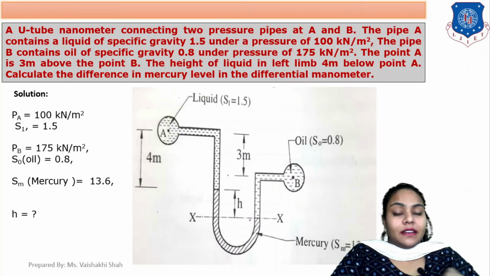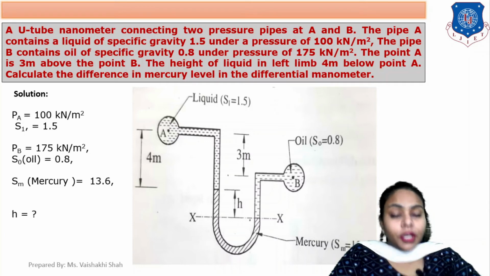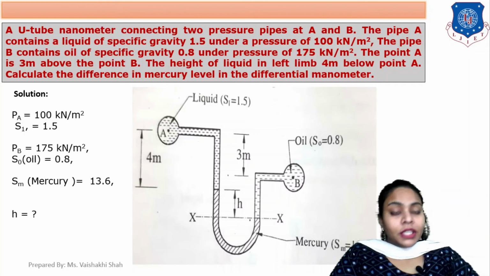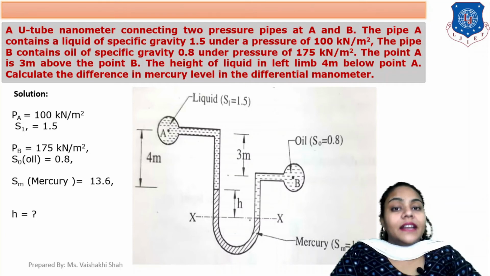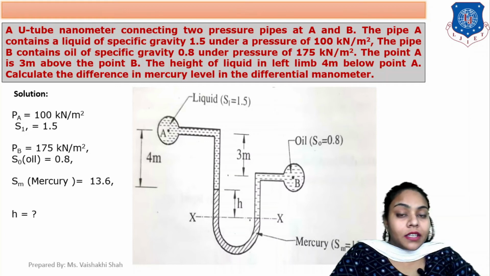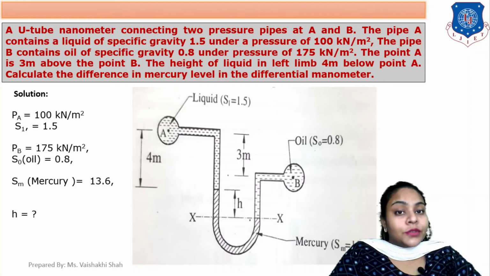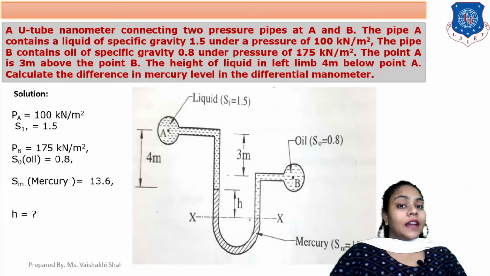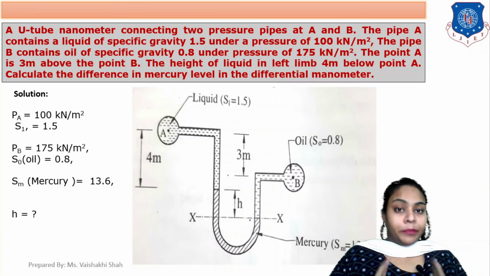Now in this data, the diagram is not given to you. You have to draw the diagram first. So here there are two pipes given to you. How can you decide whether both pipes are at the same level or at different levels? So here the pressures in the pipes are given. Pressure in pipe A is 100 kilonewton per meter square and pressure in pipe B is 175 kilonewton per meter square. Now there are two different pressures.